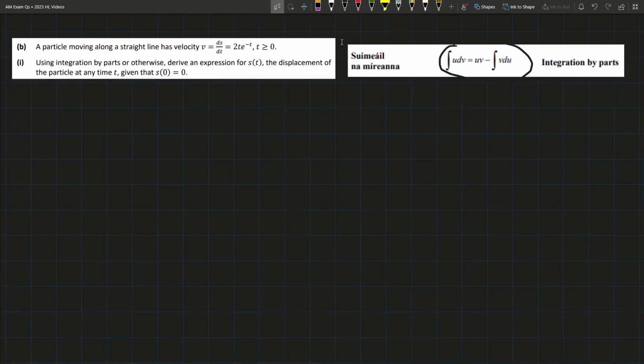Now, my preferred method, and the one that I would encourage you to learn because it's way faster, especially given the time constraints on the applied maths exam, it'll really help you out, is called the DI method for integration by parts.